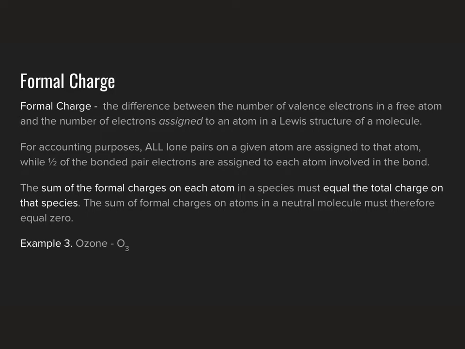And when I define formal charge here, we're going to talk about formal charge as the difference between the number of valence electrons that would be present in a free atom and the number of electrons which we assign to an atom in the Lewis dot structure of a molecule or ion which we have drawn. When we're accounting for what we mean by assigning electrons to an atom, we're going to assume that all lone pairs on a given atom are assigned to that particular atom. Whereas if we have bonded pairs of electrons, we're going to assign half of the number of electrons in the bonded pairs to each of the atoms involved in the bond.